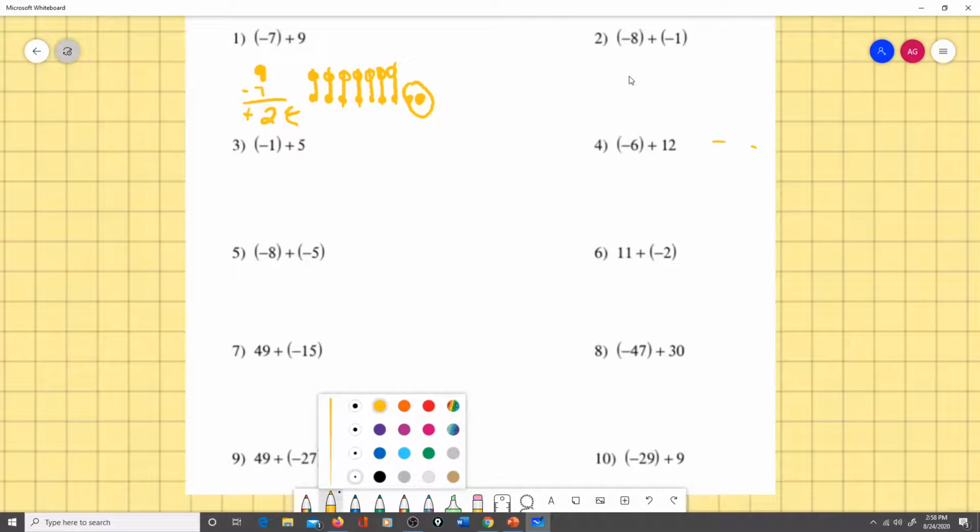Again, let's look at this problem right here. Now, we have a negative and a negative. Our rules say when they're both negative, you just add them and keep the sign. 8 plus 1 equals 9. And again, they're both negative, so it should be -9.